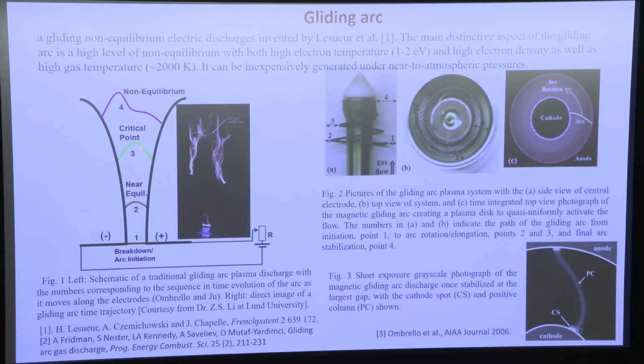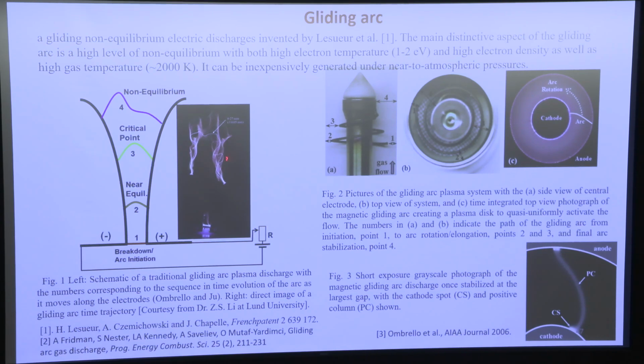When they move upward and get longer, the resistance gets bigger, the voltage is increasing, the electric field is increasing, and the electron energy is increasing. So the gliding arc is a transition from an equilibrium arc, due to the cooling and the convection, to non-equilibrium. This is a high-speed image probably made at Lund University.